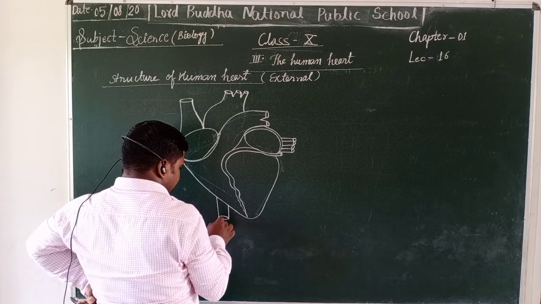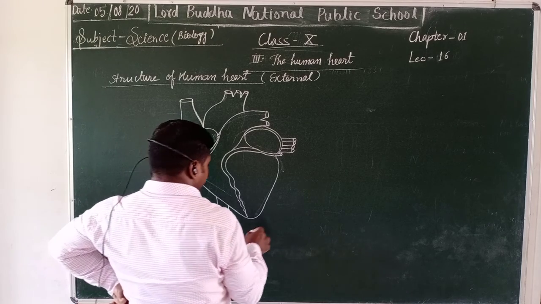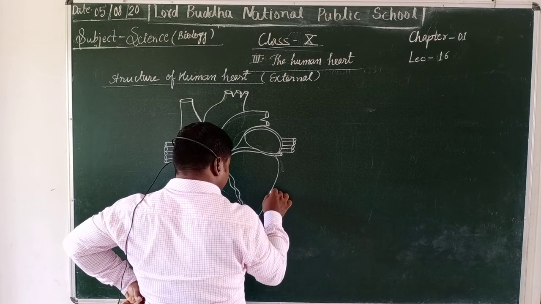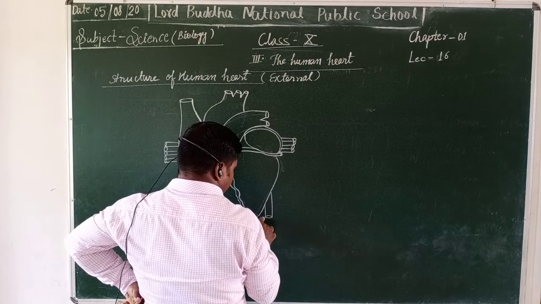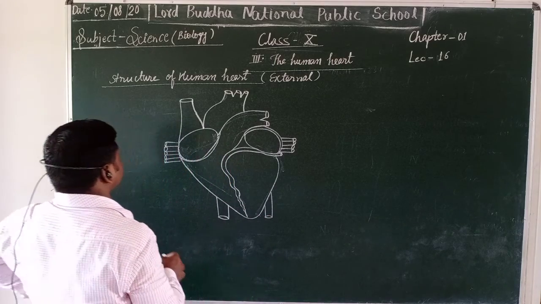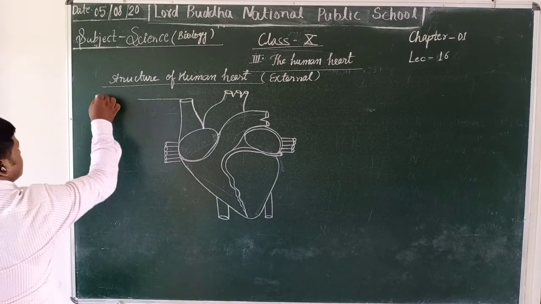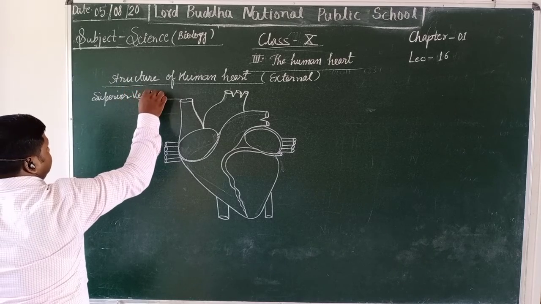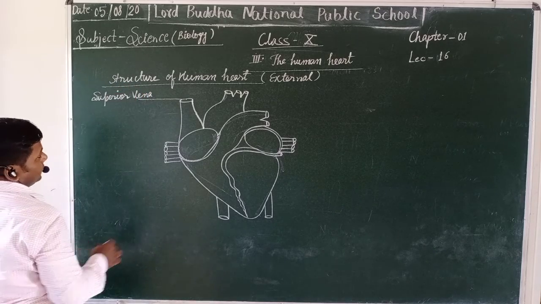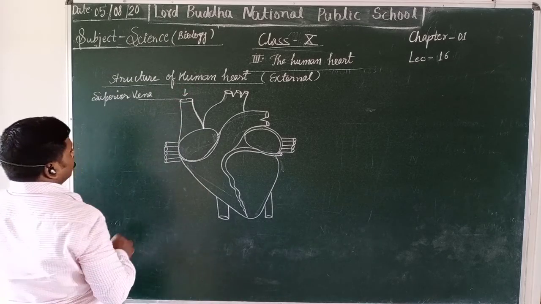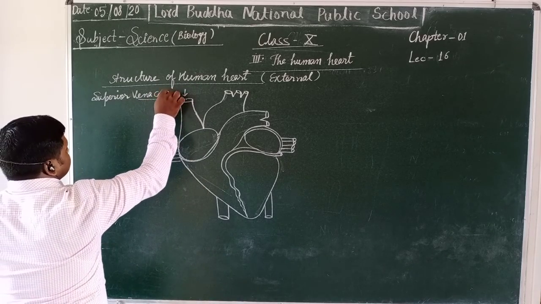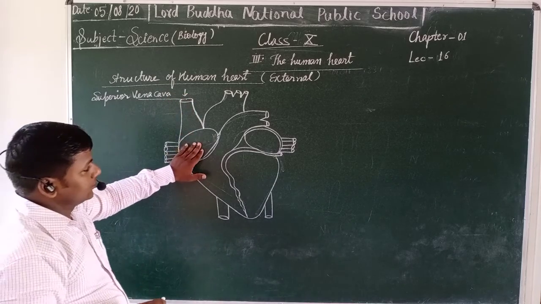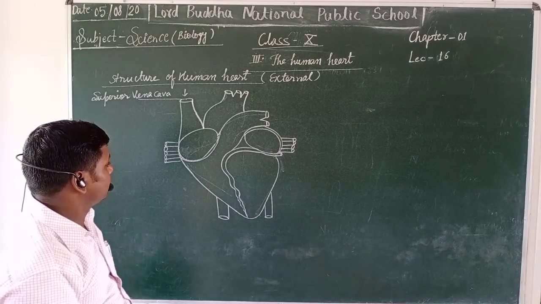The descending aorta and the inferior vena cava, and this structure is the descending aorta root. This structure is the superior vena cava, through which the deoxygenated blood from the whole body is carried into the right atrium of the heart.